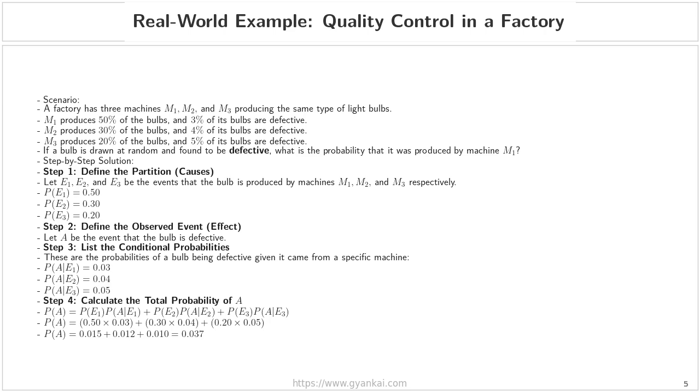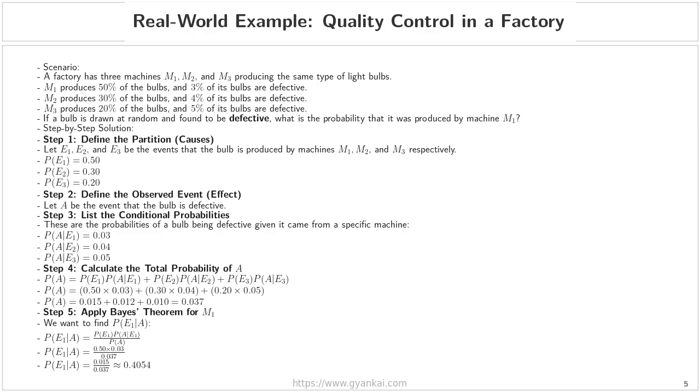That is, the probability of E1 times the probability of A given E1, plus the probability of E2 times the probability of A given E2, plus the probability of E3 times the probability of A given E3. When we calculate this, we get 0.015, plus 0.012, plus 0.010, which gives us a total probability of 0.037.